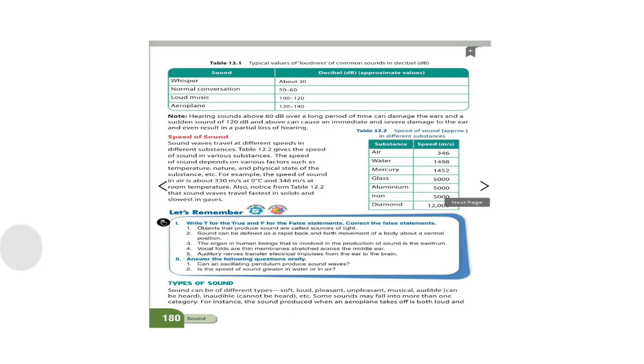The next, speed of sound. Sound waves travel at different speeds in different substances.